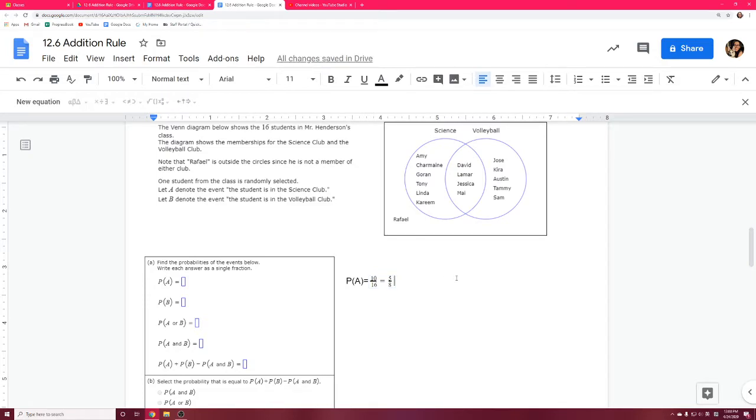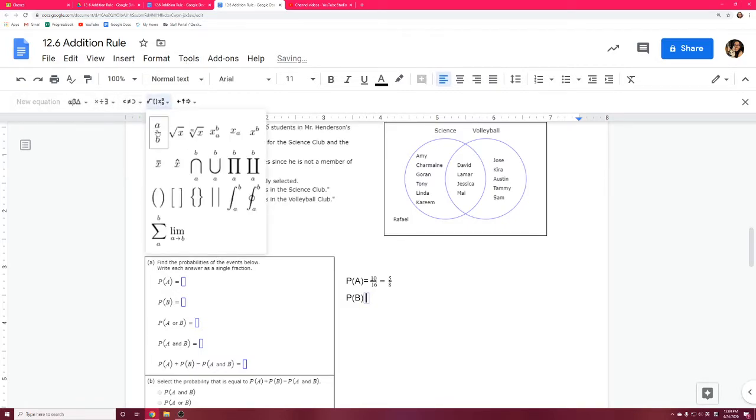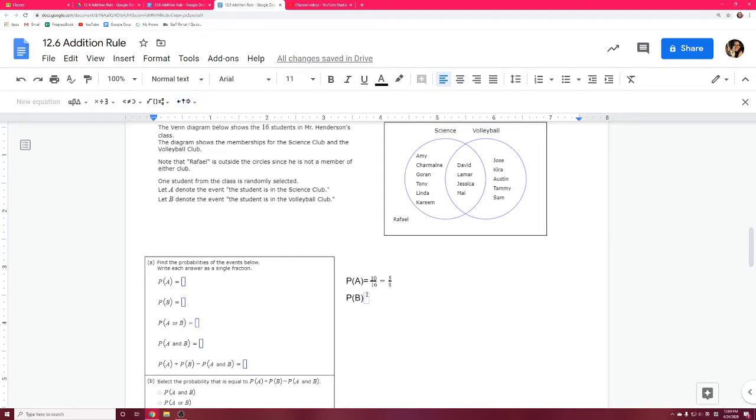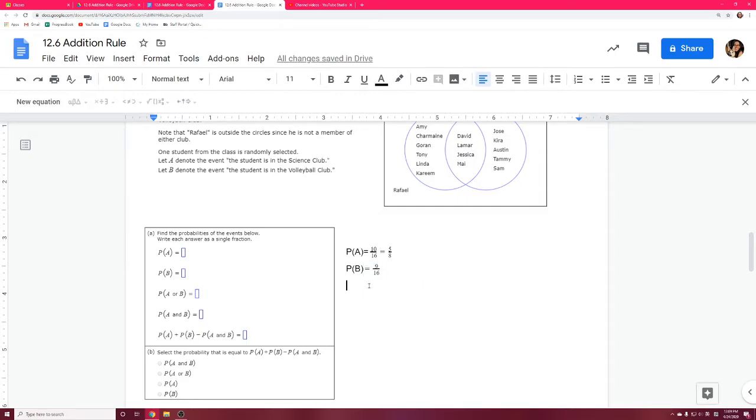That's the probability of A. For probability of B, we are doing exactly the same thing. So probability of B is the volleyball club, so you're going to do the volleyball club over all the people. How many people are in the volleyball club? 1, 2, 3, 4, 5, 6, 7, 8, 9. 9 over all the people. Again, 16 students overall, and for 9 over 16 there's nothing you need to reduce. Leave it here. Let's look at the next question.